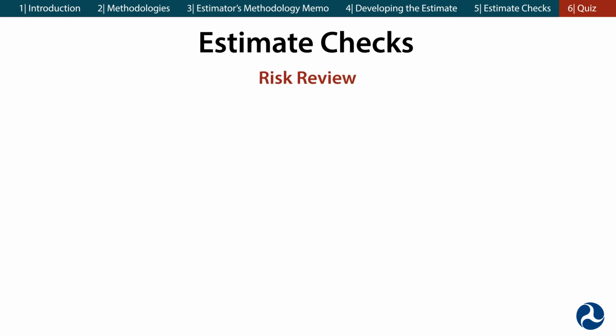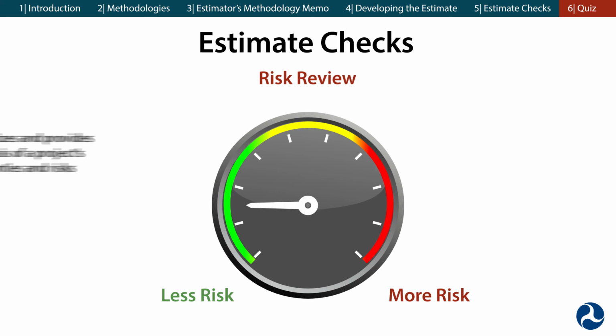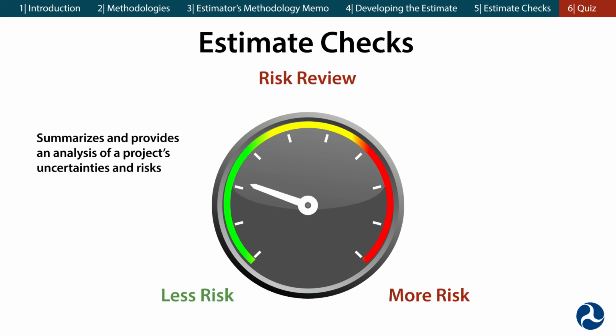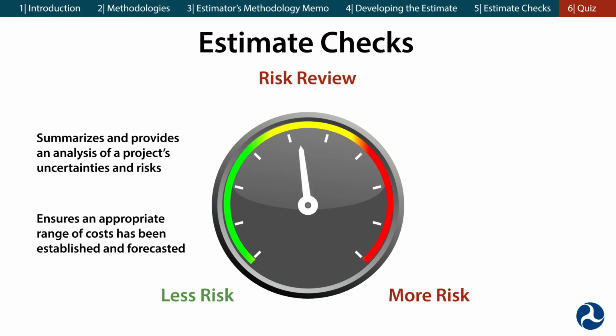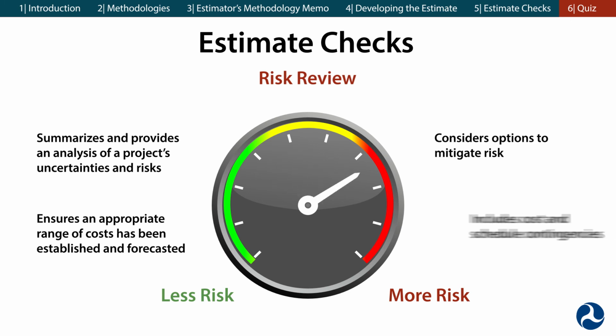You can also use a risk review as an estimate check. It should summarize and provide an analysis of a project's uncertainties and risks. It ensures that an appropriate range of costs has been established and forecasted. The risk review also considers options to mitigate risk and should include cost and schedule contingencies.